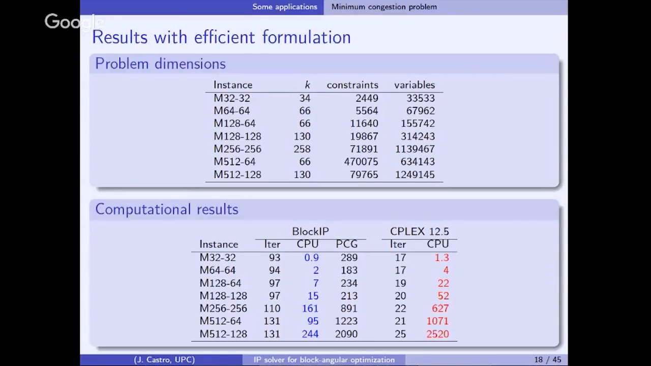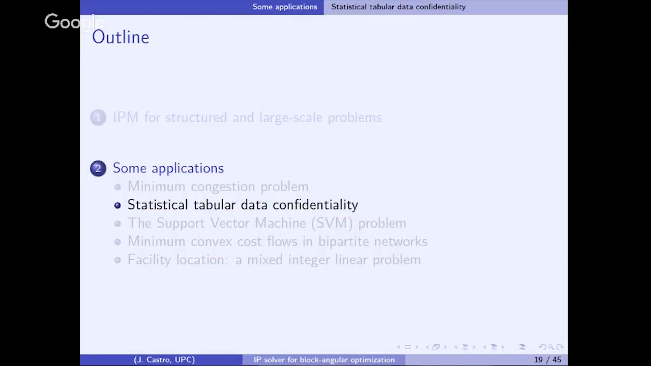And these are results using simplex and using BlockIP, our solver. So for the largest instances, you see that this approach is about 10 times faster than simplex, which is a good result. Beating simplex is difficult. I mean, especially if you are a single researcher, not a company. I'm a one-man team. So for me, those are very good results. Okay, that's the first application. Let's go to the second application.